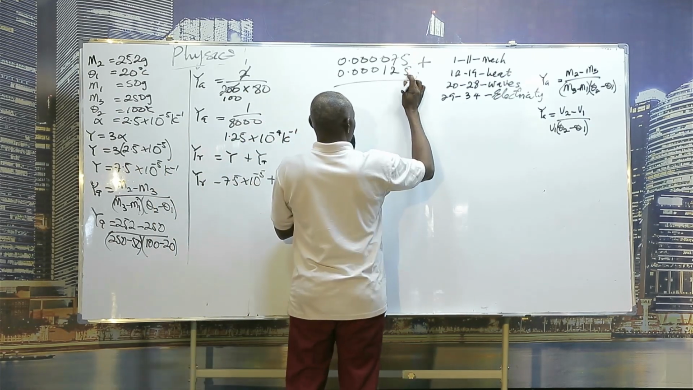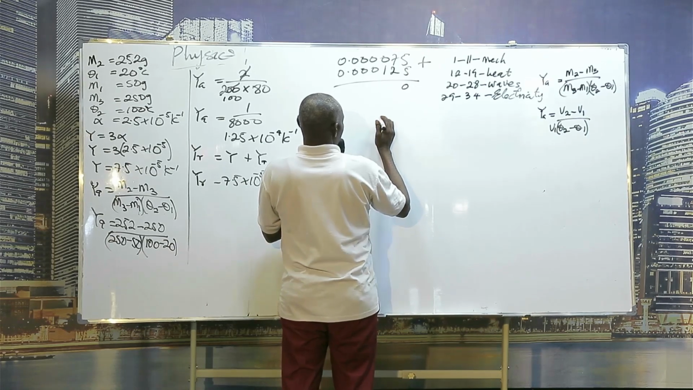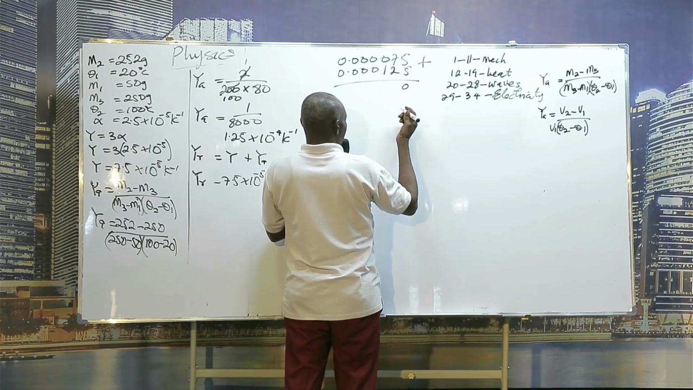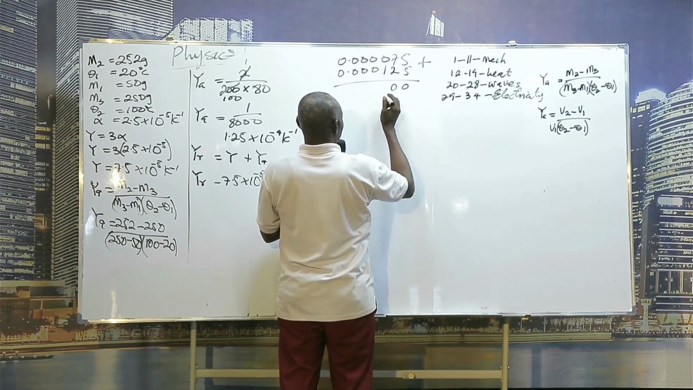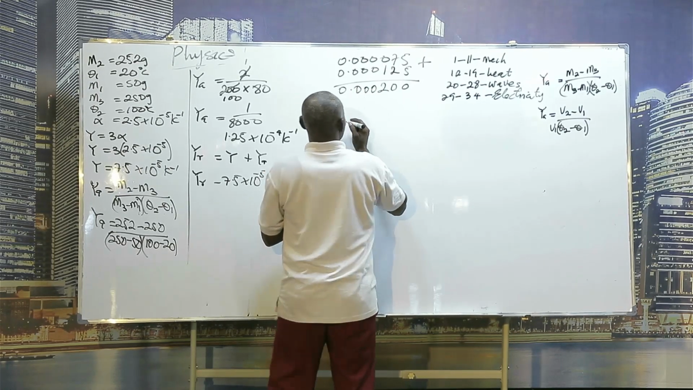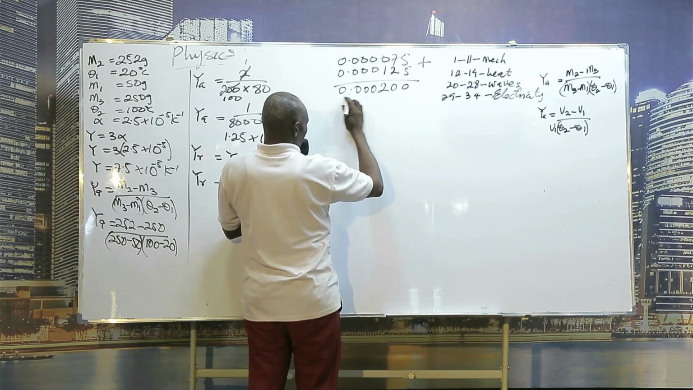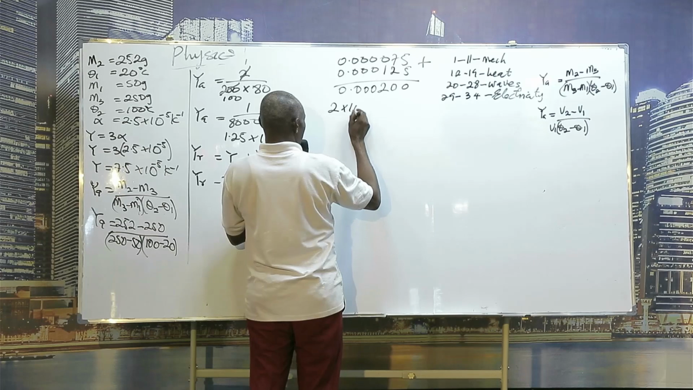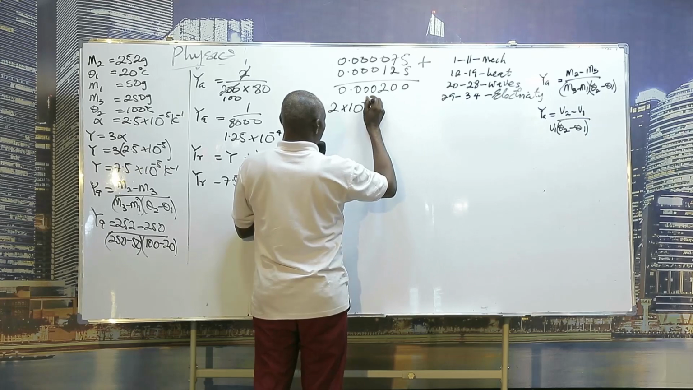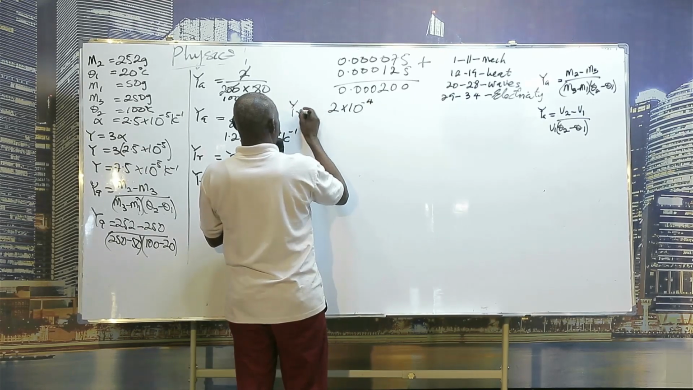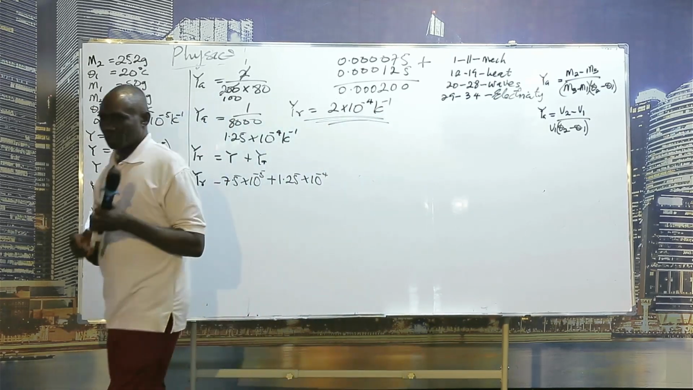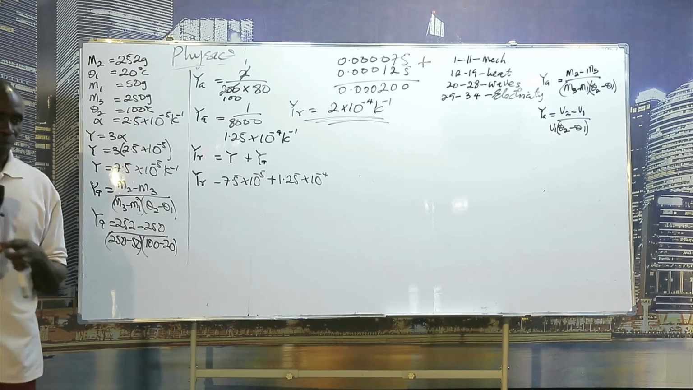By saying 5 plus 5 is what? 0. Carry 1. This is what? 10 plus what? Which is 10 up here. So 0 again. This is what? 2. And I have here 1, 2, 3, 4. So 2 is the first number here in the whole. So I will write 2 times 10 raised to power minus 4. So YR equals this. So this is the answer per Kelvin. That's the result per Kelvin.